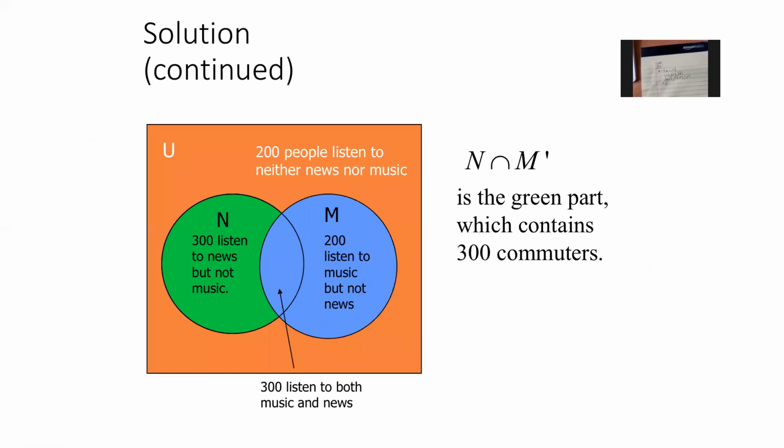200. So if you add 300, 300, 200, 200, you get 1,000, and that should make sense. So in this case, we're asking for the number that listen to the news and do not listen to music, which would be 300, which is just this piece right here.